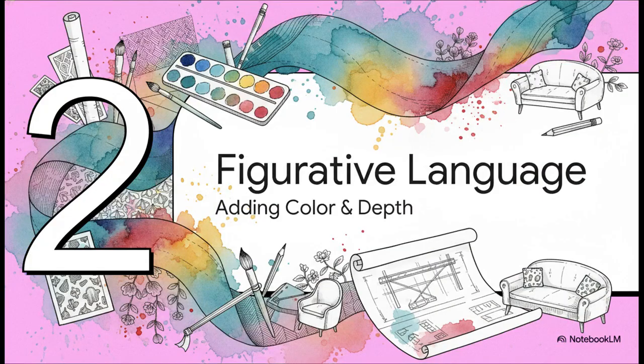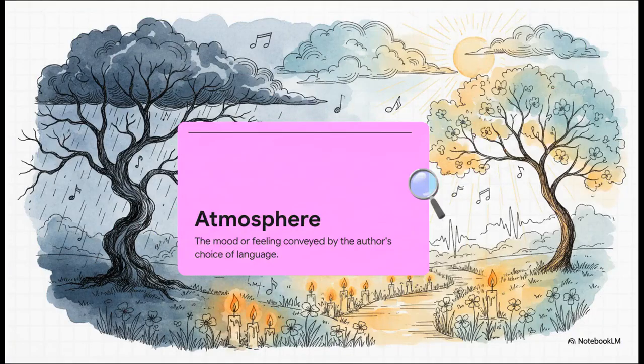All right, time to open the second tray in our toolkit, the details. We've got the foundation down. Now we're talking about the artistic tools, the figurative language that adds all the color, depth, and emotion to the story. And we're going to start with atmosphere. The easiest way to think about this is like the lighting or the soundtrack in a movie. It's the mood of the scene. Is it spooky? Is it romantic? Is it super tense? The author builds that whole feeling just with their choice of words. It's what makes you actually feel the story, not just read it.